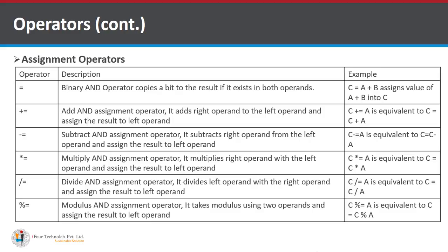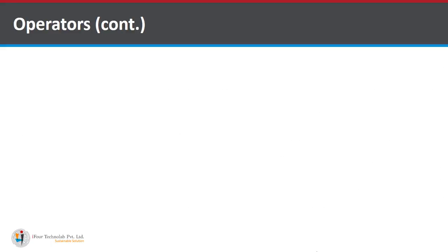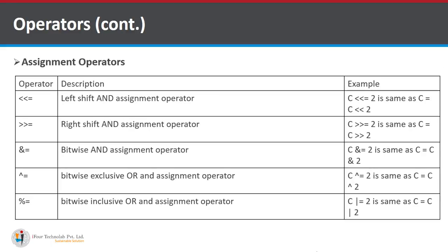Modulo equal to is the modulo and assignment operator. It takes the modulus using two operands and assigns the result to the left operand. C modulo equal to A is equivalent to C equal to C modulo A. Assignment operators are still there. Left shift and assignment operator: if you write C left shift equal to 2, it is the same as C equal to C left shift 2. Right shift and assignment operator is the same as C equal to C right shift 2.